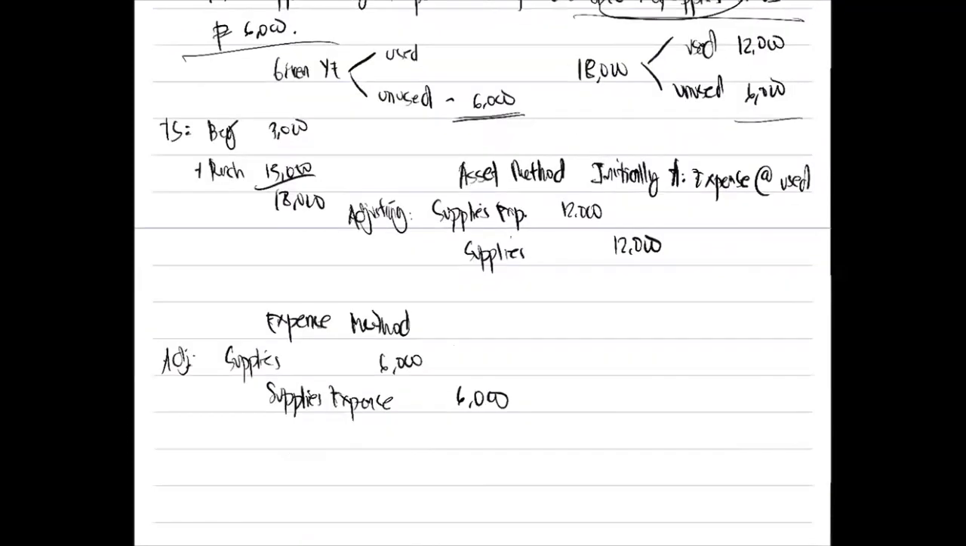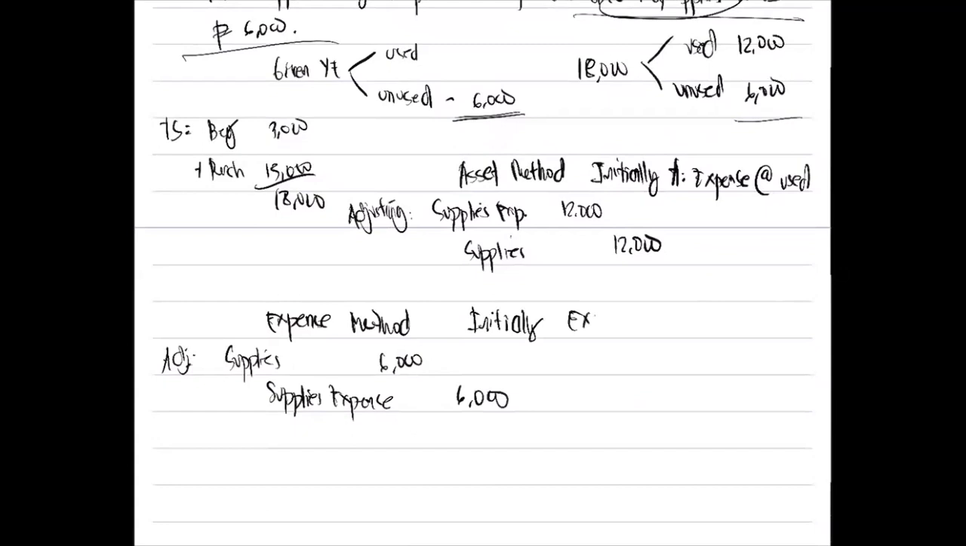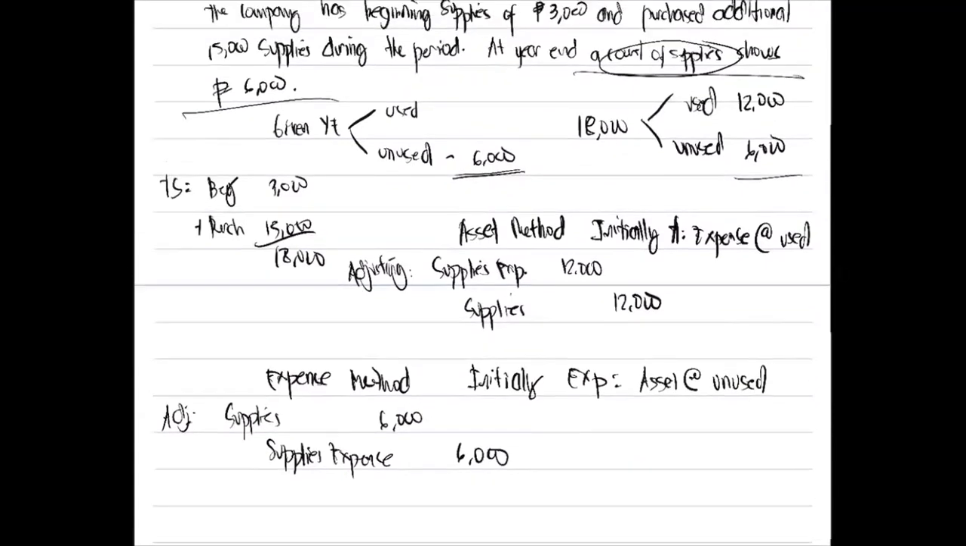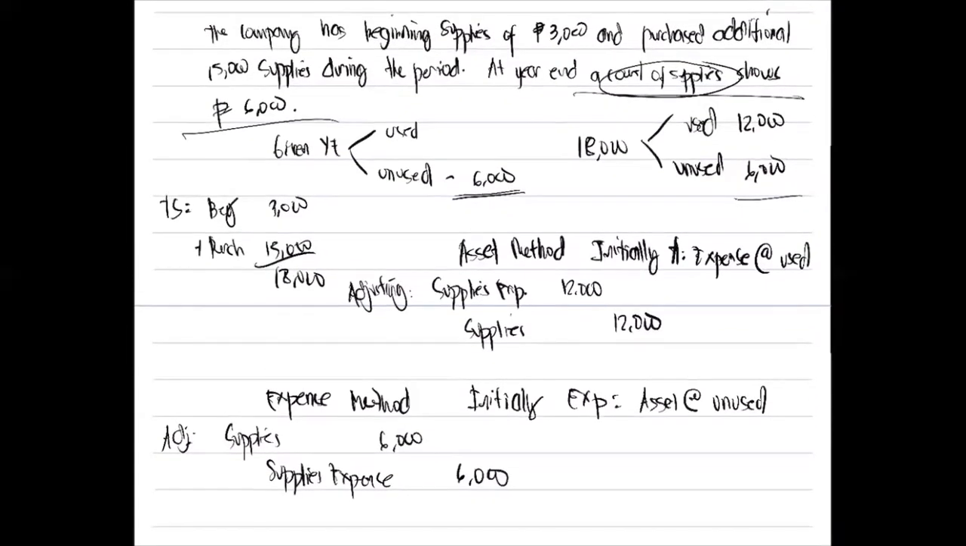How about under your expense method? So under your expense method, initially, we record it as an expense. Subsequently, we need to recognize an asset at the amount unused. So our adjusting, therefore, is a debit to supplies and a credit to supplies expense. So what is the amount unused? 6,000. So debit supplies 6,000, credit supplies expense 6,000. Okay? So mag-ingat lang kayo dito sa supplies as to computation of your total supplies.